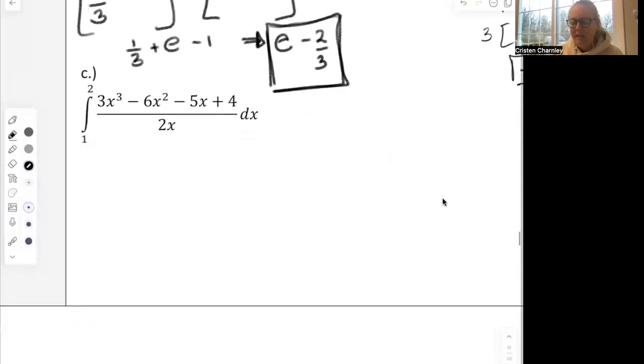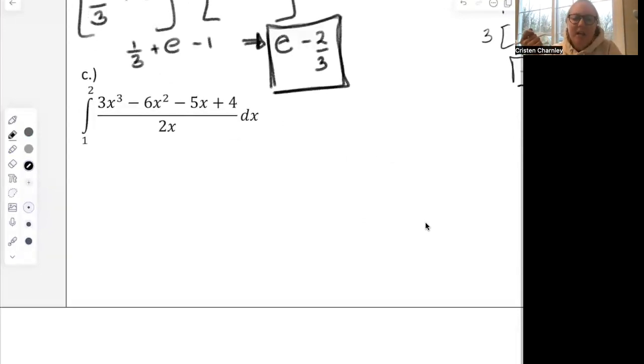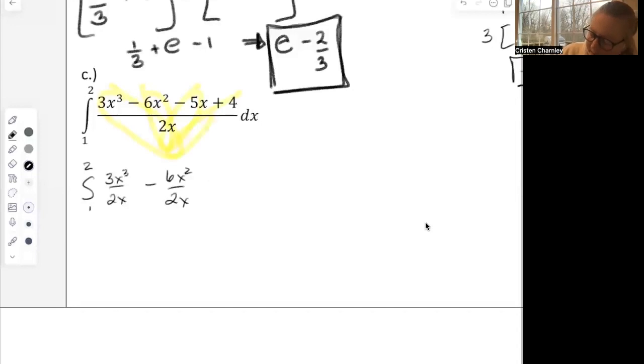Letter C is a little bit different. In letter C, we don't have something to pull to the front. You could almost think of it as breaking it into separate problems. What we're really going to do is divide each term by that 2x. So that 2x is going to go underneath all of them. So we have from 1 to 2, 3x cubed over 2x minus 6x squared over 2x minus 5x over 2x plus 4 over 2x. And this is a dx problem. So at this point, you want to go through and algebraically simplify each one of these terms.